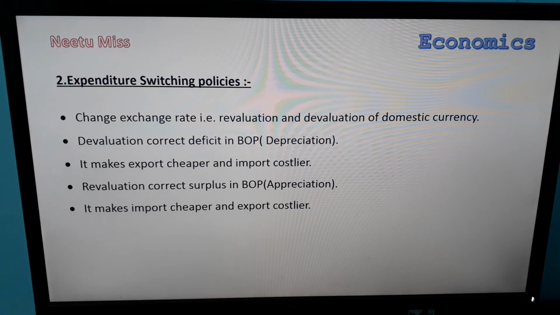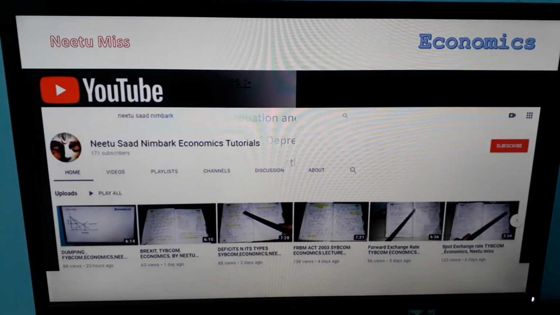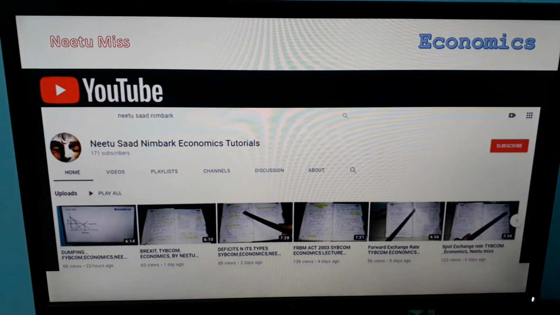Next is revaluation, which helps to correct surplus in BOP. It is also called appreciation. It always makes import cheaper and export costlier. So friends, these are two policies which help to correct disequilibrium in the economy.